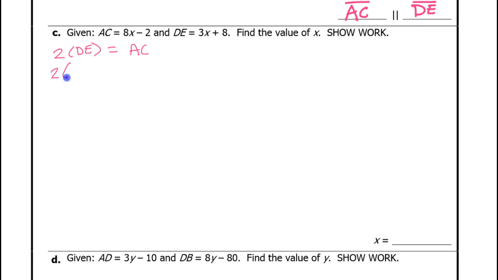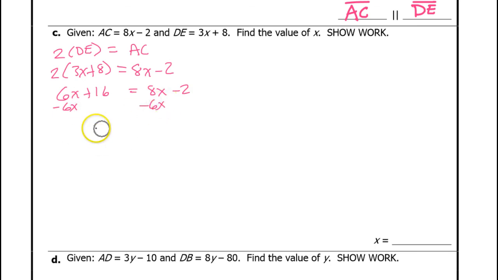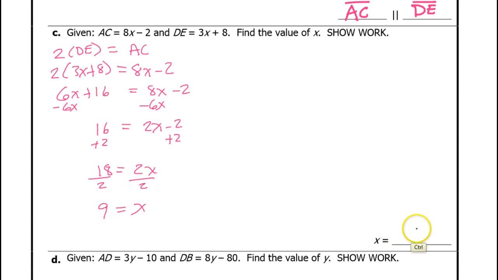So if I double the mid-segment, which was this 3x plus 8, that should equal the parallel side, which was 8x minus 2. So distributive property here, I have 6x plus 16 is equal to 8x minus 2. I'm going to subtract 6x from both sides. So that's going to give me 16 is equal to 2x minus 2. Then I would add 2 to both sides. So that gives me 18 is equal to 2x. So then when I divide both sides by 2, I get x is equal to 9.